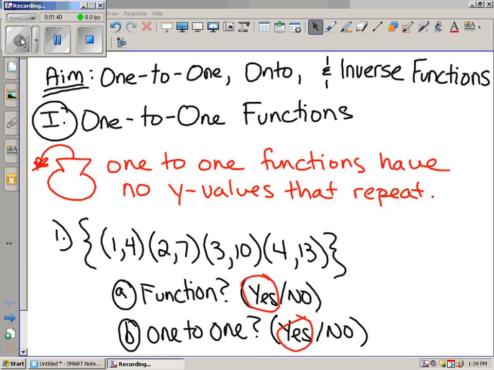A great question was asked. I said that 4 would never be paired with another number. What I meant was 4 in the y value. Let's just go back to my original definition that y values will never be repeated.